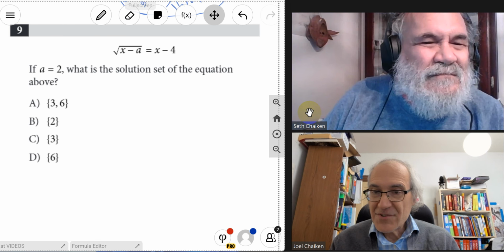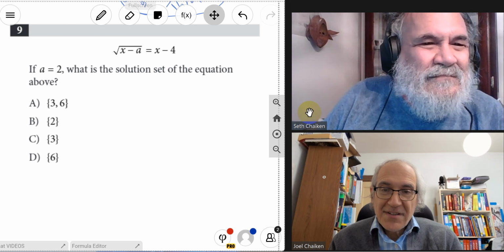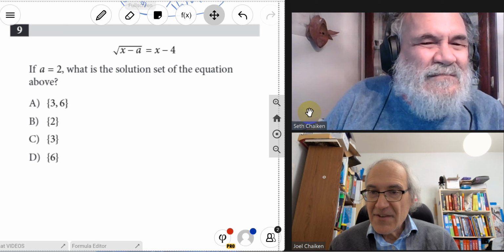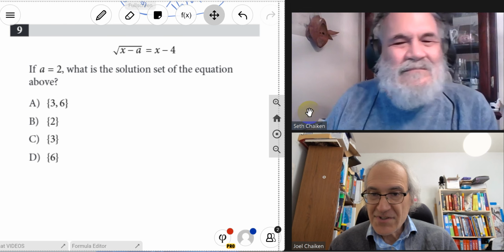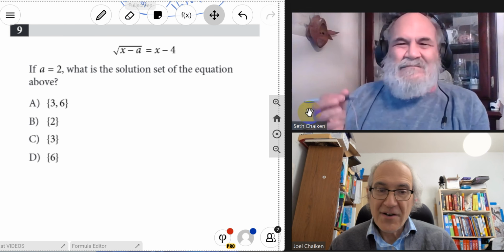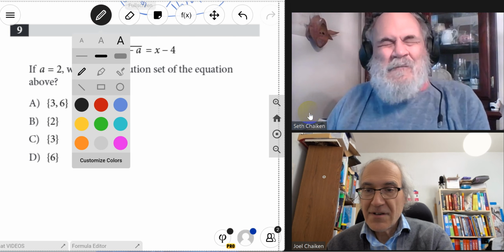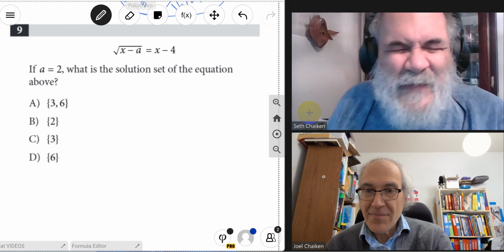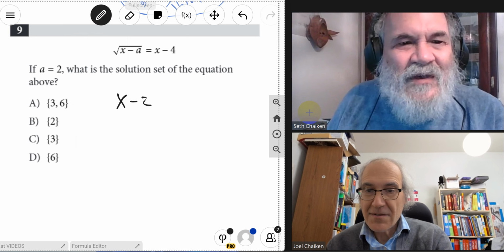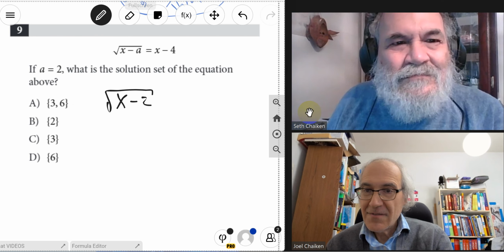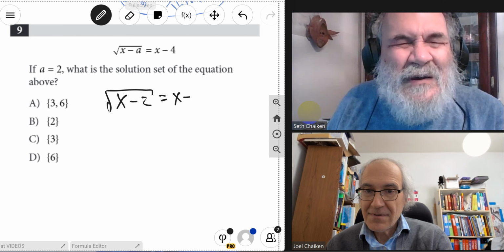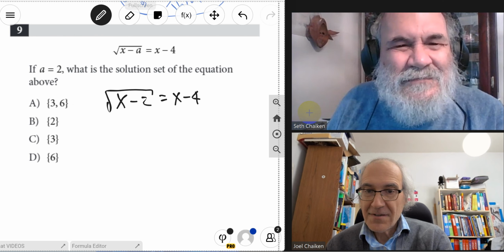Okay. If A is 2, why don't you look at it, pause it, and then continue on. If A is 2, then what is the solution to the equation above? Oh, so we're going to want to substitute. At the minimum, we're going to substitute, right? So really, if A is 2, you at least have to do that, right? Yeah.